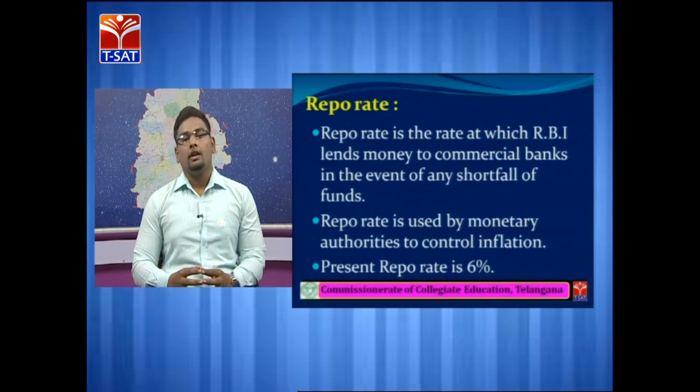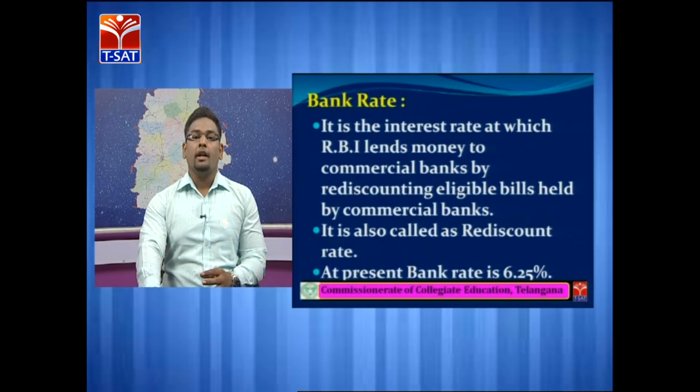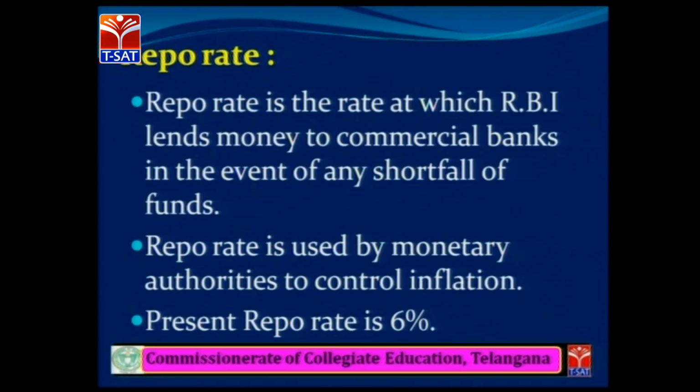Now, as we know, the repo rate and bank rate look similar, but there is a difference. In bank rate, RBI lends money at an interest rate which the commercial banks must pay by rediscounting their eligible bills. In repo rate, there is an agreement that they will buy their securities again, but in bank rate there is no such agreement. So if there is no agreement that they will buy all their securities again, the bank rate is a bit different from repo rate. The present repo rate of RBI is 6%.